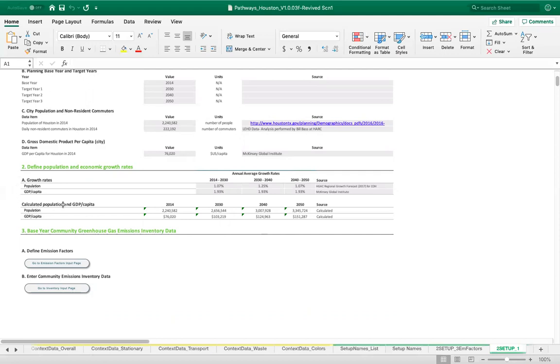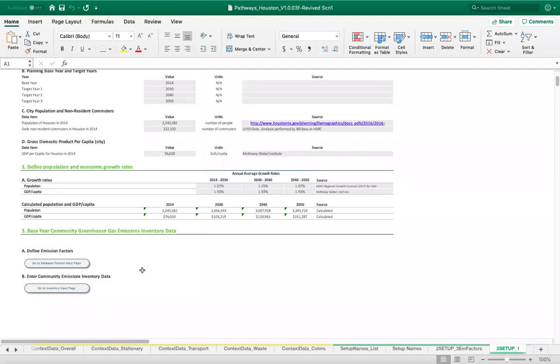And then secondarily, looking at population and economic growth factors. Really, these are what determine your business as usual growth. For many cities, they don't have specific sector by sector growth values for emissions. And so it's possible to build a BAU associated with either population, or we know that emissions are correlated to economic activity. So putting together a GDP growth factor per person allows for a slightly more accurate approach to establishing the business as usual emissions growth.